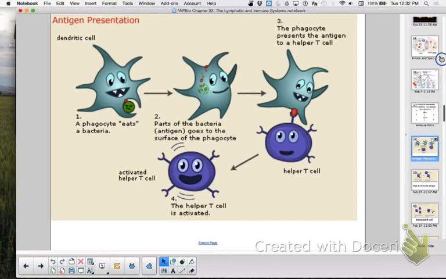So not involving T cells at all. No. So what are they classified as? What is who classified as? The macrophages. White blood cells. Okay. Yes. Okay, go ahead.